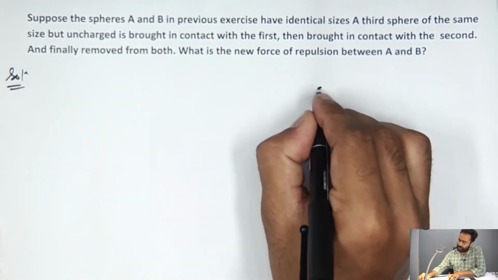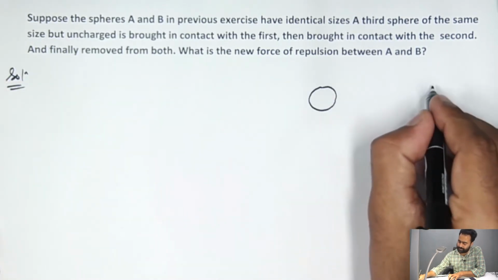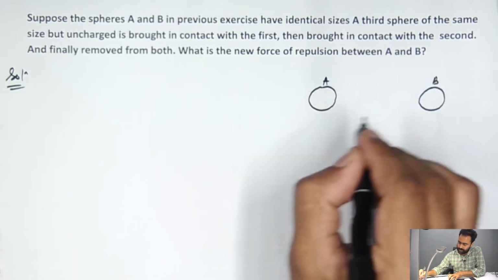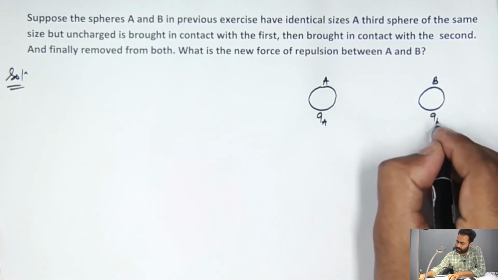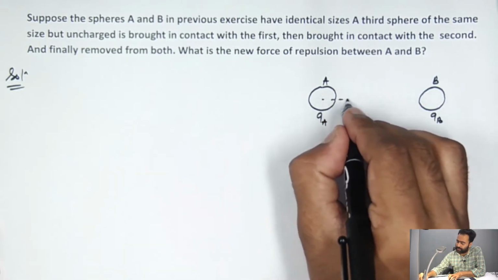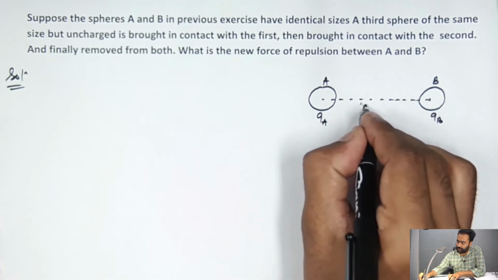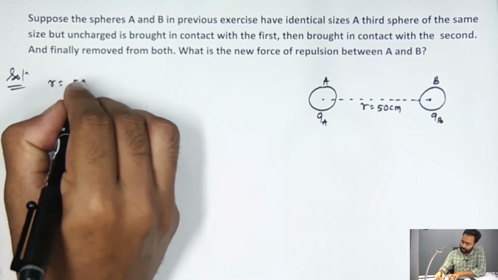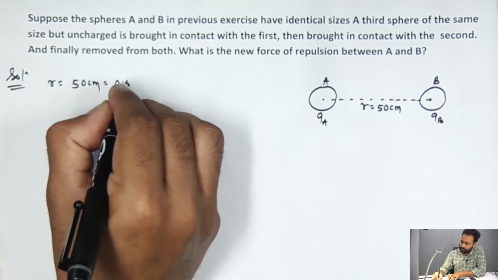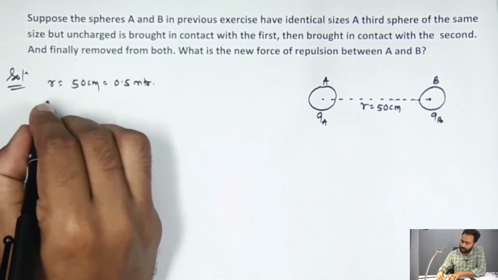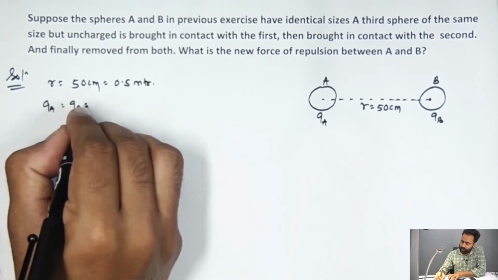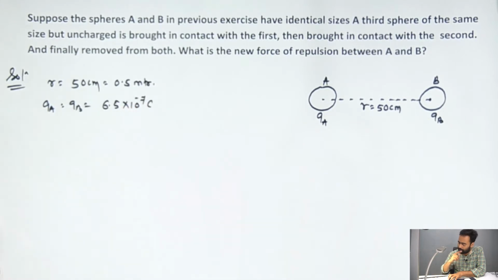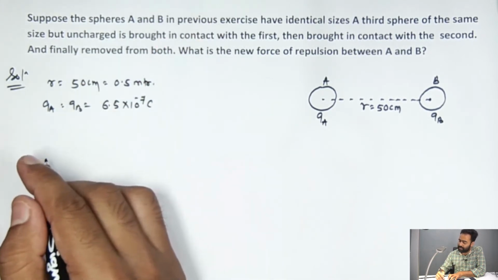So let us consider two spheres A and B, which have initial charges QA and QB, and their centers are separated by a distance of 50 centimeter. We write R is equal to 50 centimeter, that is equal to 0.5 meter. Now QA and QB are both equal, that is 6.5 into 10 to the power minus 7 coulomb. We'll take these values from the previous exercise.